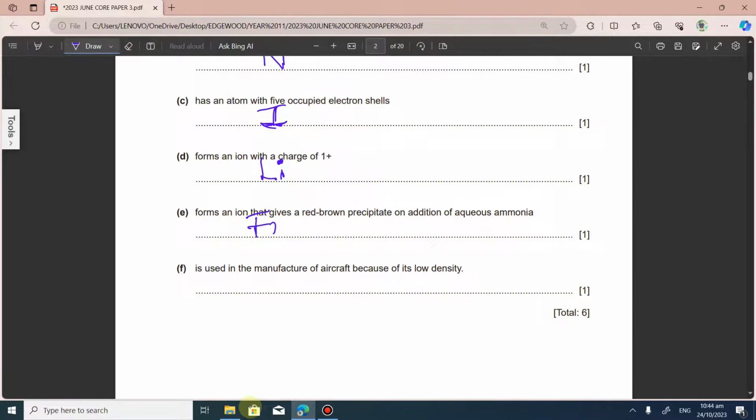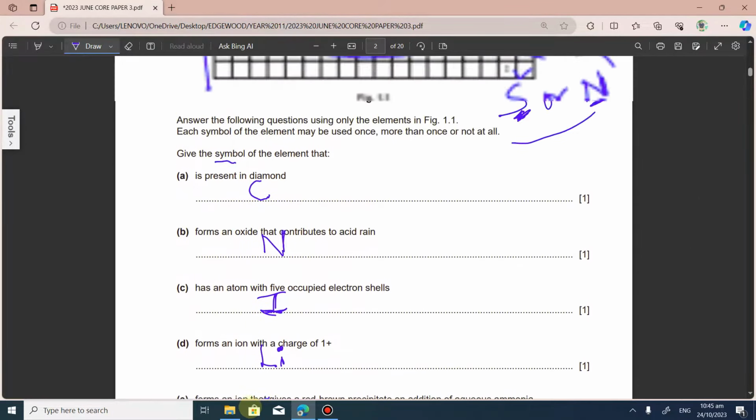is the most preferred here, okay, while iron(II) gives a green color. So iron(III) reddish-brown, iron(II) the green color. So iron majorly is the element that would give that property. It's used in the manufacture of aircraft because of its low density. Now this is under metals.